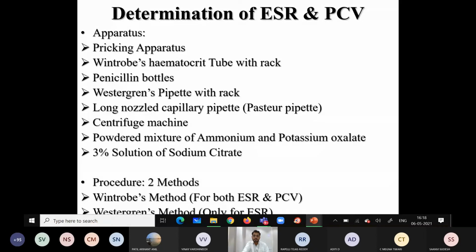So there are basically 2 methods to determine ESR. One is Wintrobe's method, another is Westergren method. But when we want to record the PCV, which is packed cell volume, there is only one method, that is Wintrobe's method. Any confusion? These are the apparatus required to determine the ESR and PCV. By Wintrobe's method, we can determine the ESR and PCV both, whereas the Westergren method gives the result of ESR only.